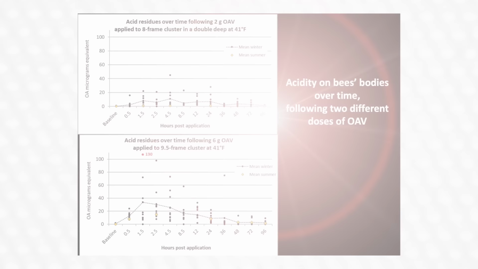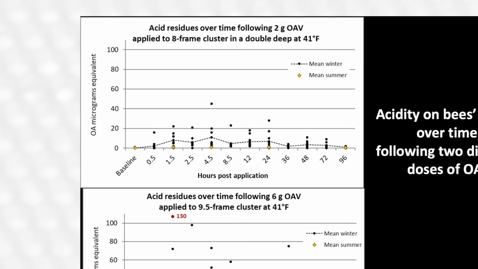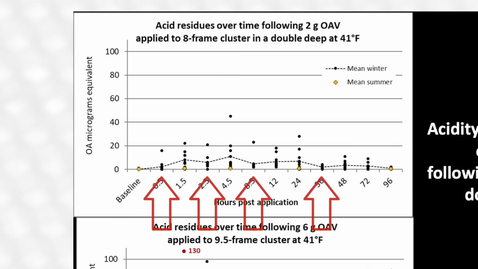This is a vaporization. So this is a double deep at 1 gram per brood chamber, so 2 grams per hive. And these I had to scatter. These are overlapped. There's 10 bees right here. And the yellow is summer treatments. This is the average for a winter treatment. We very rarely get over 20 micrograms per bee at that.